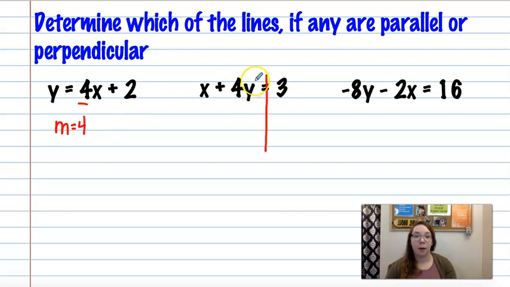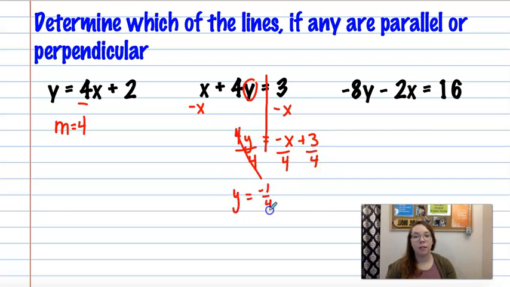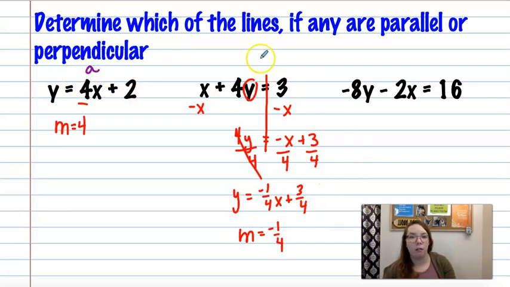Here I'm going to isolate y. So I'm going to start by subtracting x from both sides. We did this in our warm-up last week. And then I'm going to divide everything by 4. So y equals negative 1/4 x plus 3/4, meaning my slope is negative 1/4. And here, let's go ahead and label these. This will be A, B, and C.